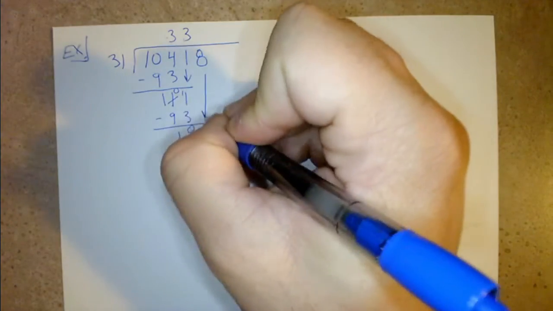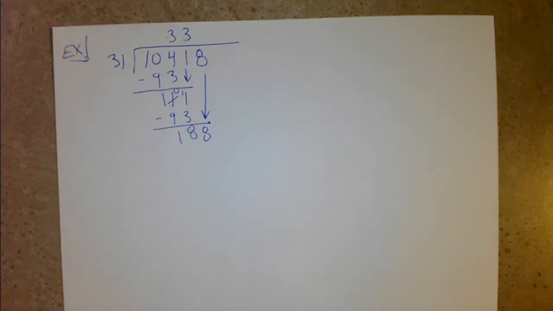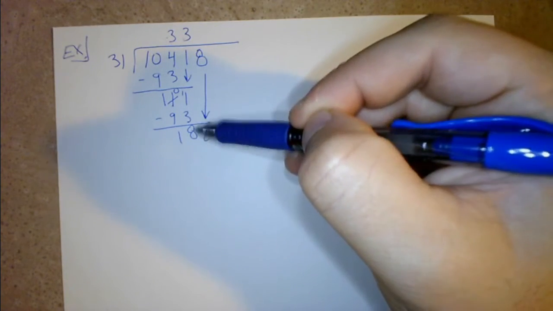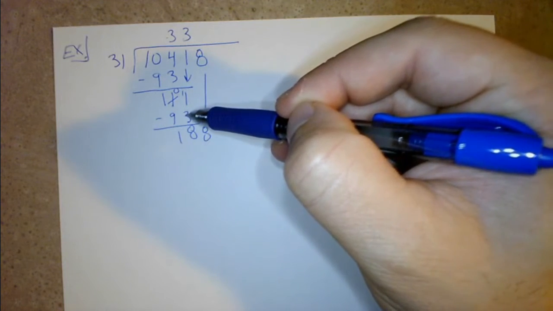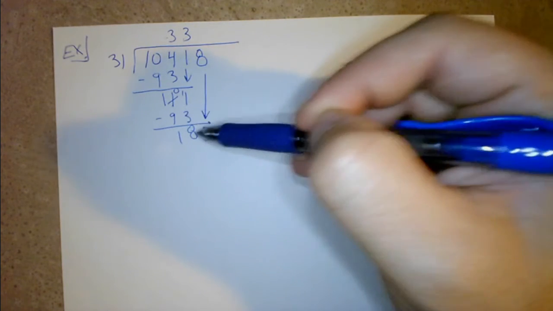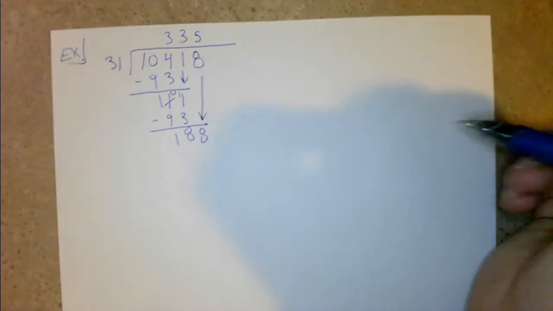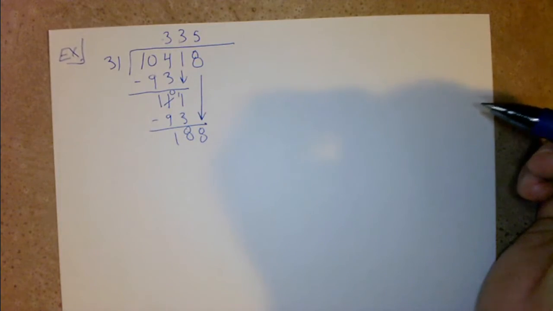And now I might have to do a little bit of thinking here, because I bring down that 8 and I get 188. Now 93 ain't going to cut it. Putting another 3 up here is not going to get me to where I want to be, because there's a bunch left over between 93 and 188. So maybe it's 4. Let's try 5. Okay? Let's see what happens.